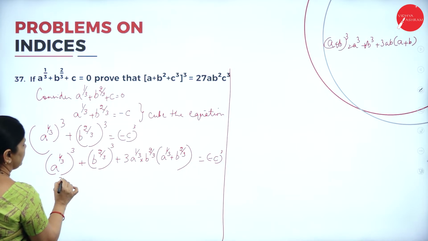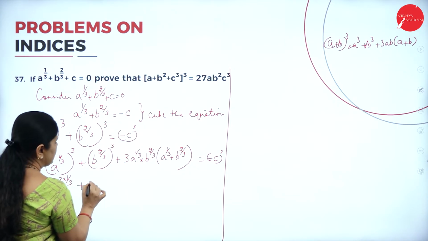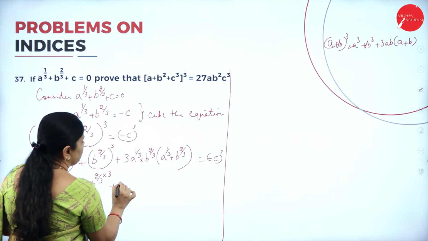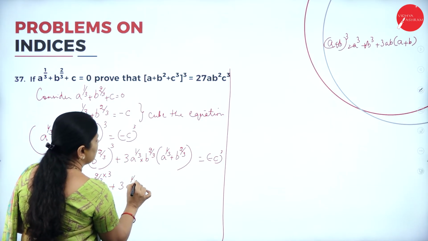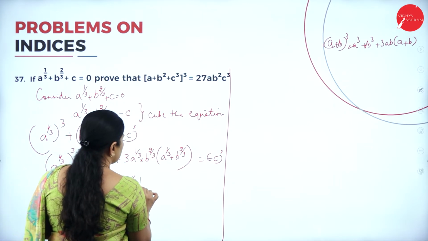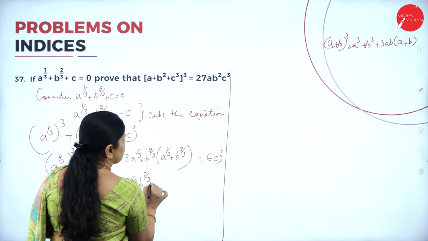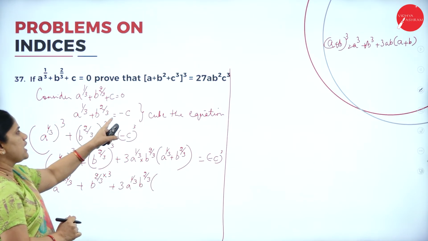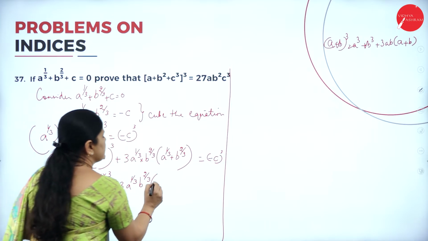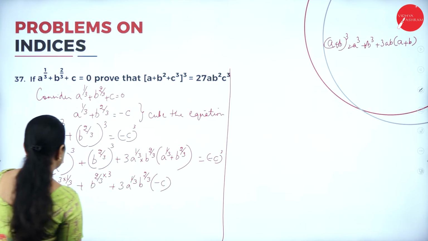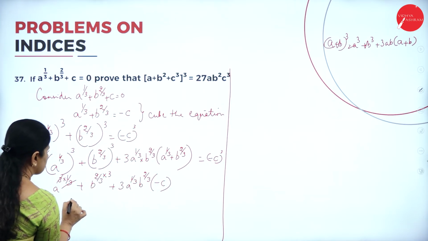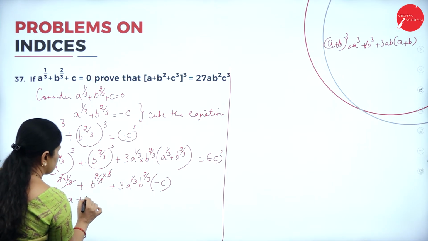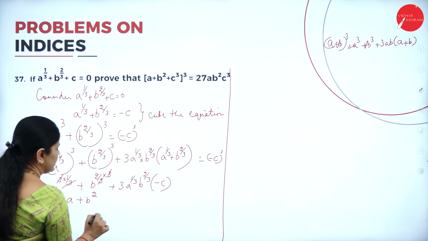Now, I am simplifying it further. a into 3 into 1 by 3 plus b to the power of 2 by 3 into 3 plus 3 into a to the power 1 by 3 into b to the power 2 by 3. Now, instead of writing a to the power of 1 by 3 plus b to the power 2 by 3, I'll write it as minus c. So, minus c, I will write it here. Now, 3 and 3 get cancelled. I am left with a plus b square.